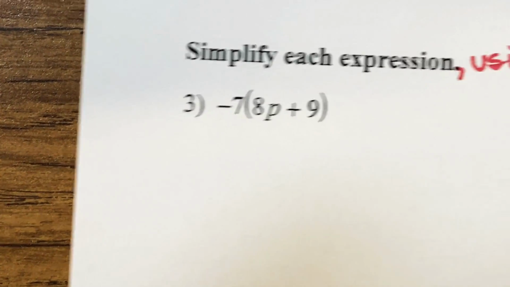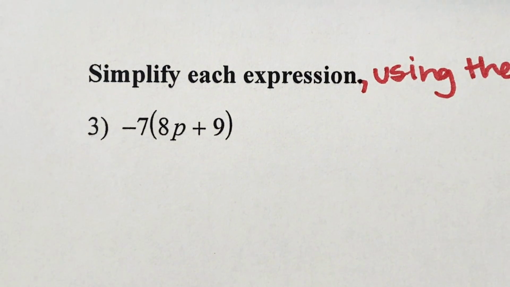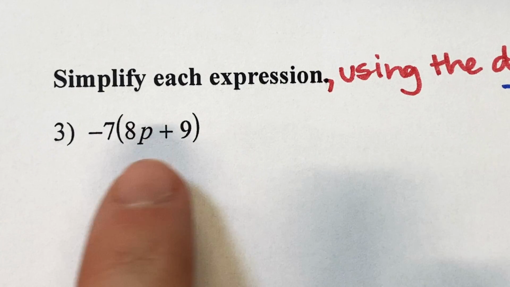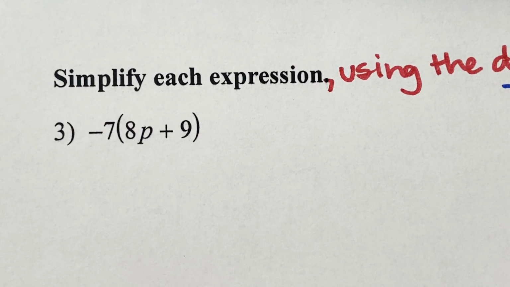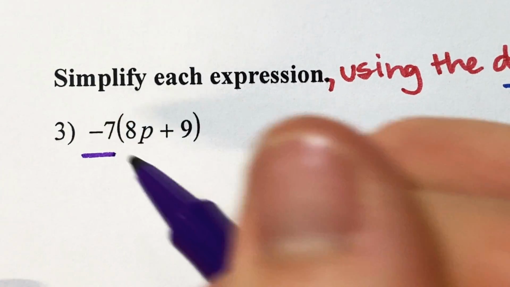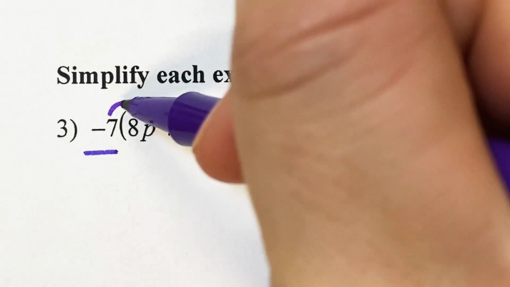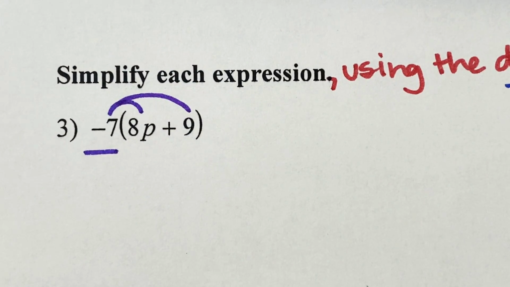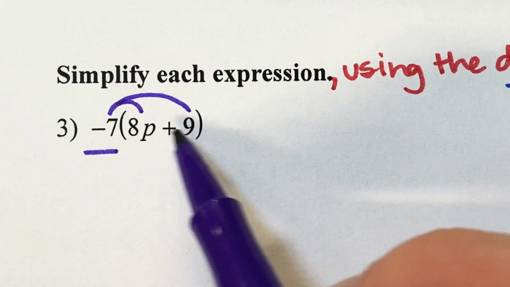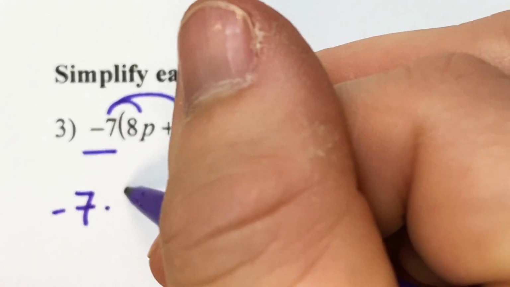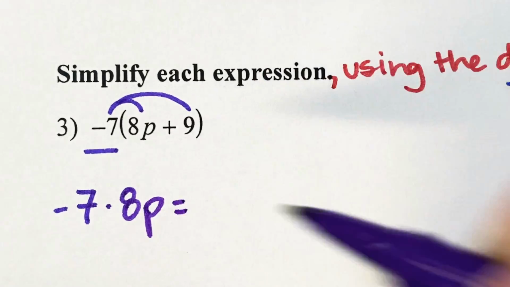Let's look at number 3. Whenever we are distributing, you want to find the parentheses, and then find the number that's right in front of the parentheses. On this one, it is negative 7. Negative 7 needs to distribute to everything inside the parentheses, so it needs to multiply to both terms inside. So we have negative 7 times the first term, which is 8p.